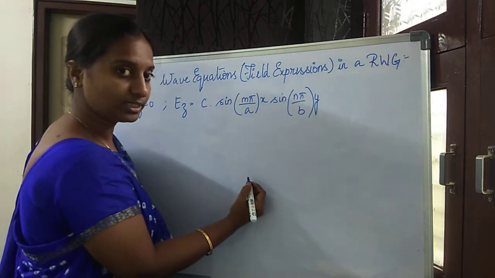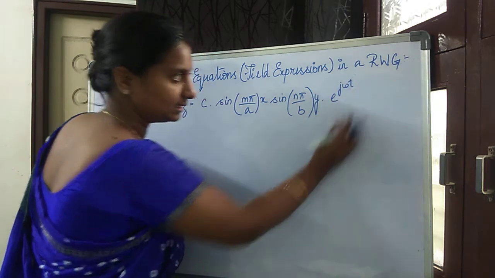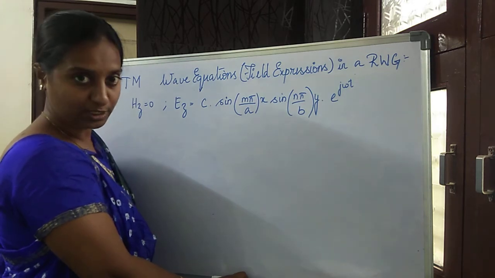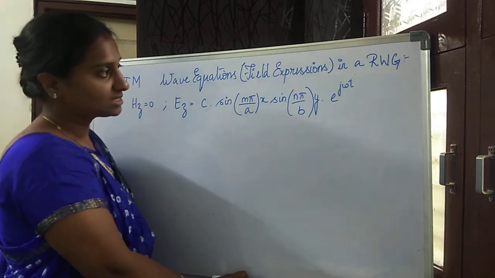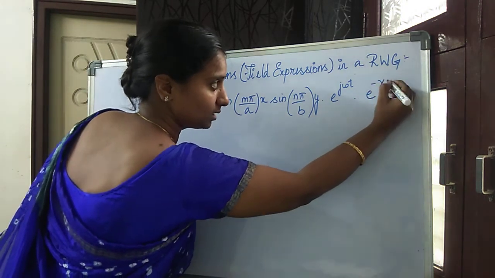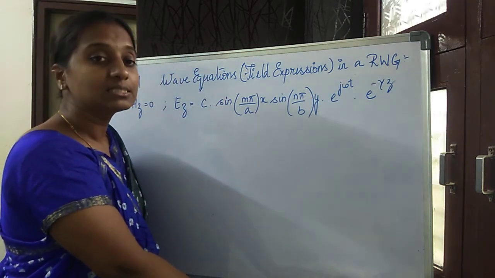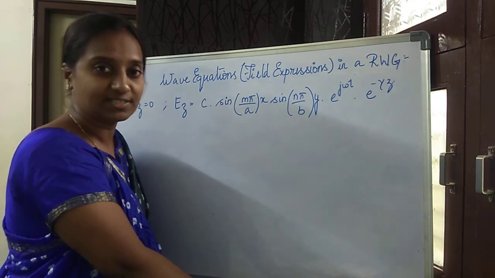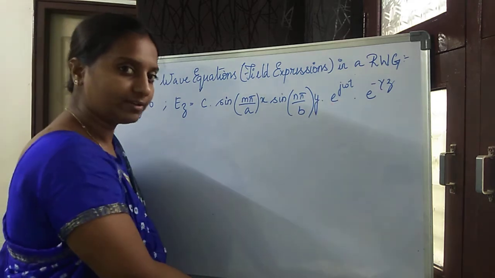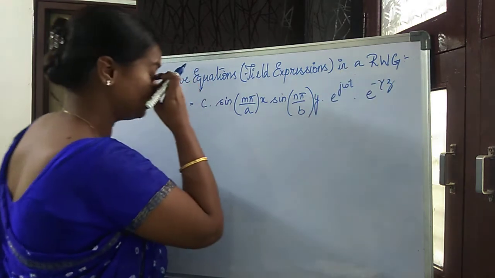And I have to include the exponential term e power j omega t, which denotes that the transverse magnetic mode varies exponentially with respect to time with a frequency omega. The exponential term e power minus gamma z is also included because it represents that the wave is propagating along the positive z direction with propagation constant gamma. This is included everywhere in all the field expressions. This is not derived, this is included.